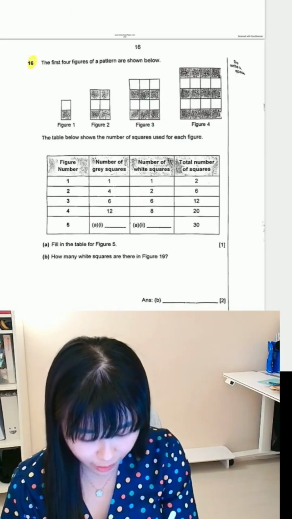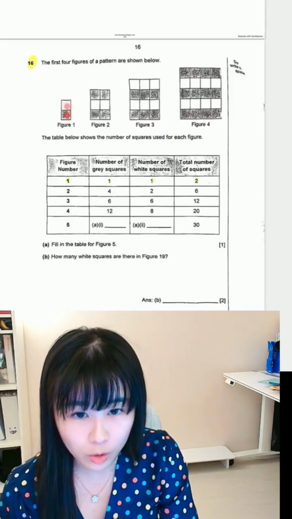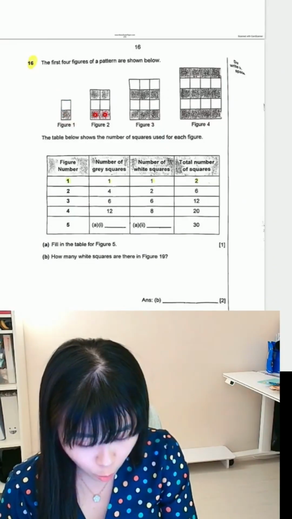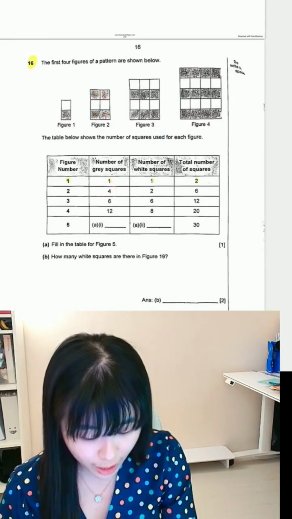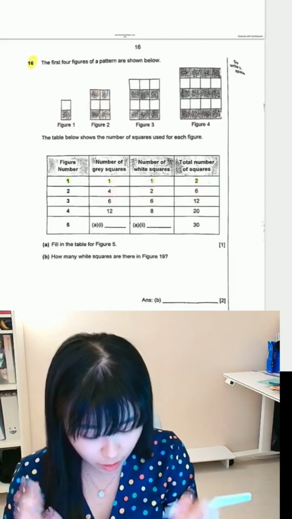In figure 1, 1 grey, 1 white, total got 2. 1 grey, 1 white, so total got 2. Figure 2, 1, 2, 3, 4, 4 grey, 1, 2, 2 white, 4 plus 2 is 6. That's how you see the pattern, just observe it.